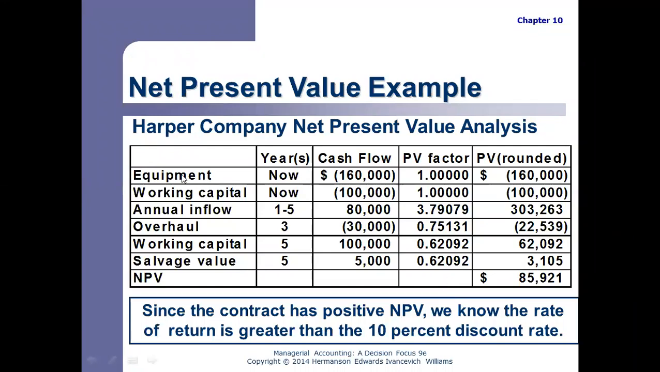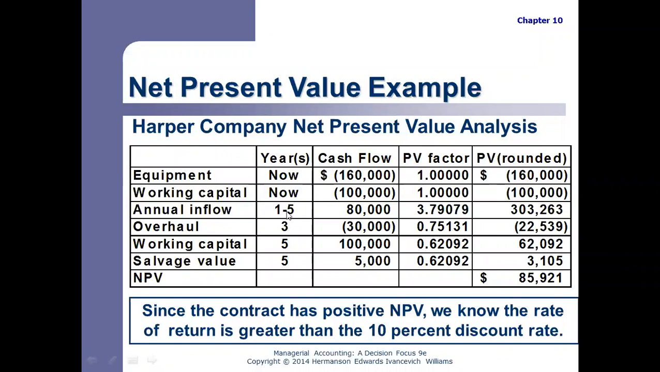Okay, so just look at all the cash flows. The actual purchase of the equipment is done now: $160,000 right now. Right now means it's already present value. That's the value right now. And if you're spending $100,000, it's already there. So we had to spend $100,000 on working capital, which means these are just operating expenses. These are happening right now. So that, again, is already present valued. So that's worth negative $100,000 because money's going out.